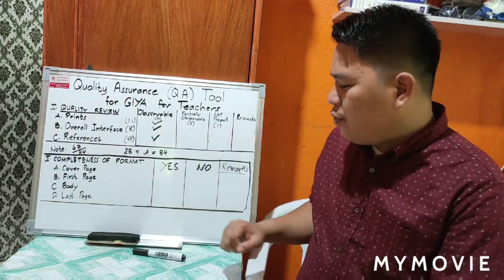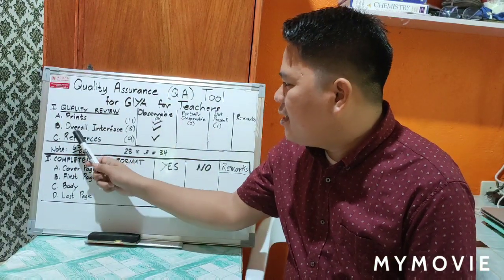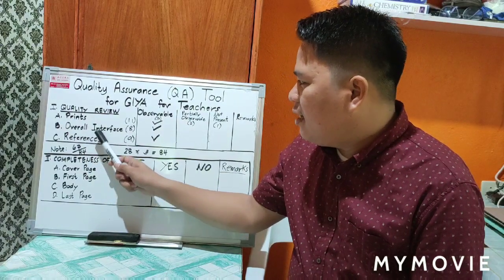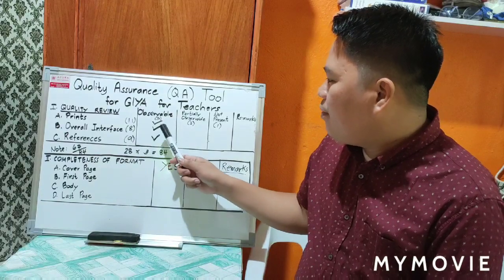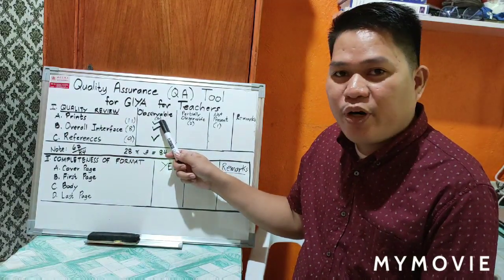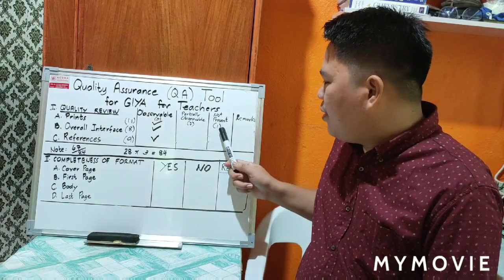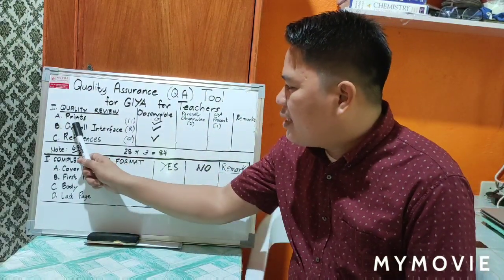So for the quality review, we have here the 3 parts. We have the prints, the overall interface, and the references. So these are our indicators. For our criteria, we have observable, which is 3 points. We have partially observable is 2 points, and the not present 1 point. So let's begin with prints.